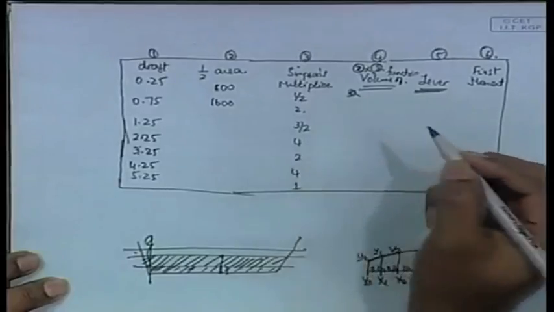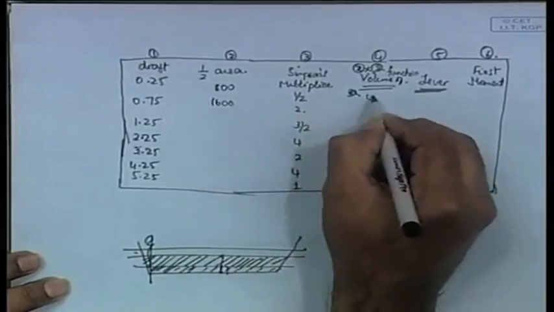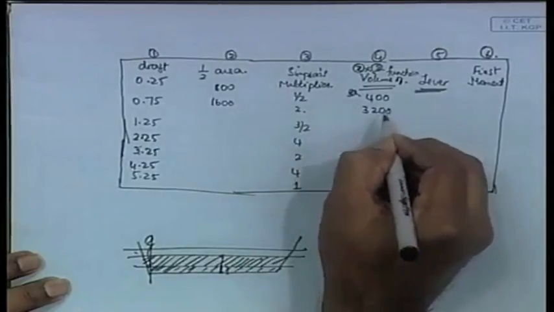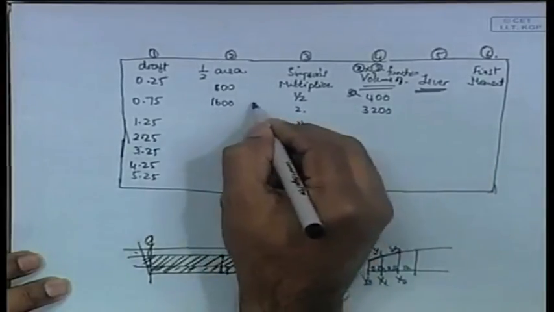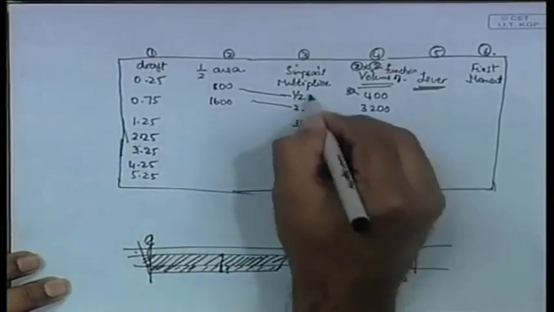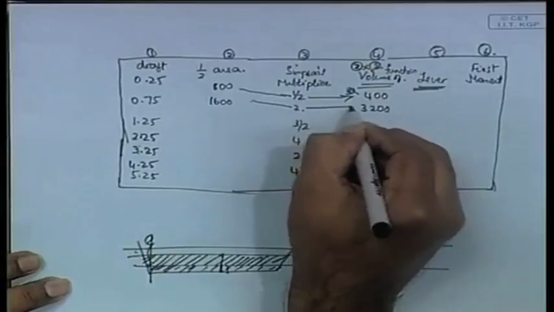So this becomes 800 into half. This will become 400. 1600 into 2, 3200, like that. So this is this into this. This is this into this. So this gives you this value.